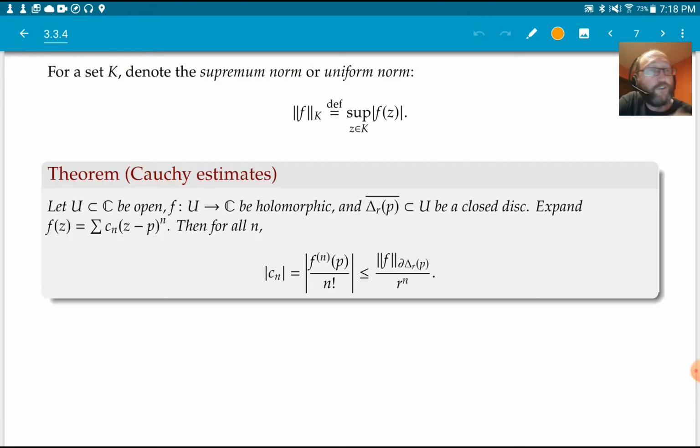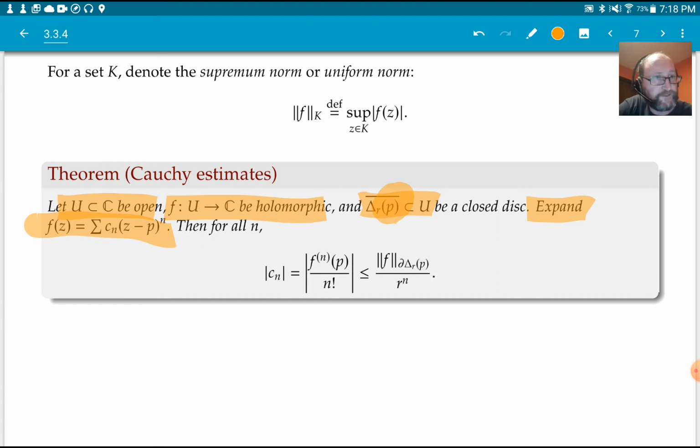All right. So Cauchy's estimates are the following. We have an open U, holomorphic f on U, and we have a closed disk that's inside U, right? So it has to be, including the boundary, it has to be inside U. Now, we expand this function f in a power series around this point P, that's the center of this disk, right? So that's where we're expanding, right?